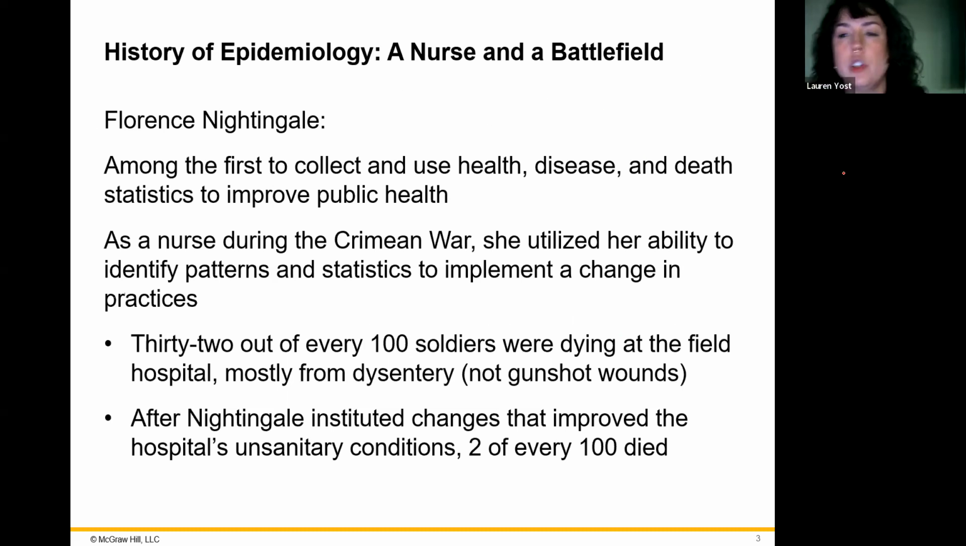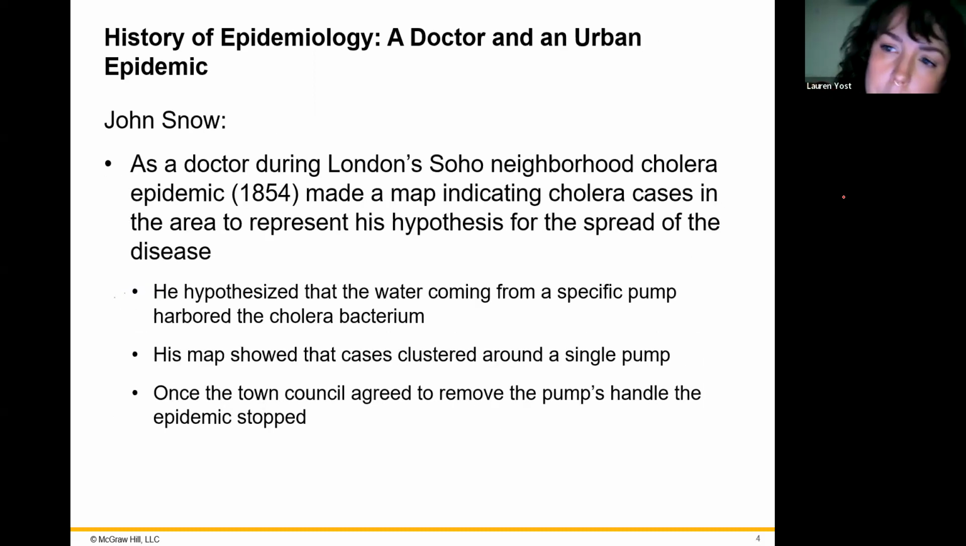Starting out with a couple of historical examples, we have Florence Nightingale. Florence Nightingale was a nurse during the Crimean War. She realized that 32 out of 100 soldiers were dying in field hospitals, not from their wounds, not from gunshot, not from stab wounds, but from dysentery. That is, in case you don't know, due to poor hand washing practices. She improved the asepsis of the hospital and reduced that down to 2 out of every 100, basically employing hand washing and changing bedding after patients and stuff like that.